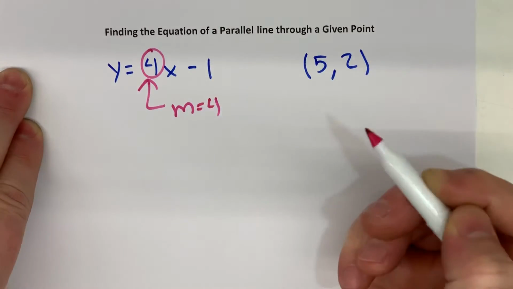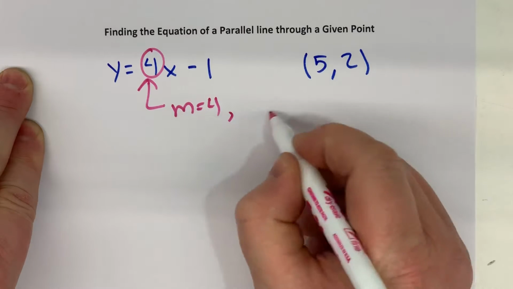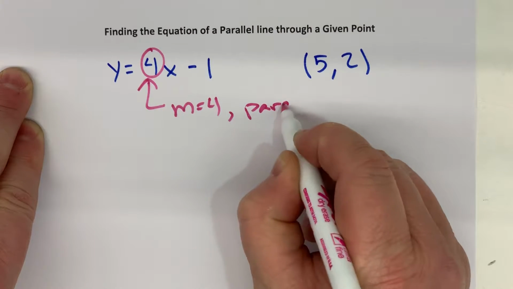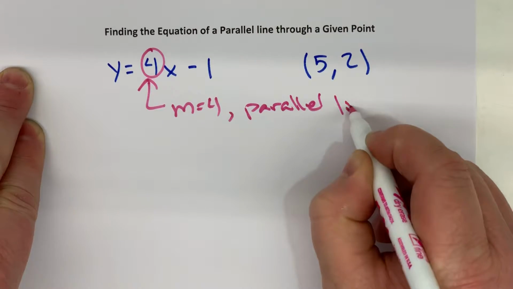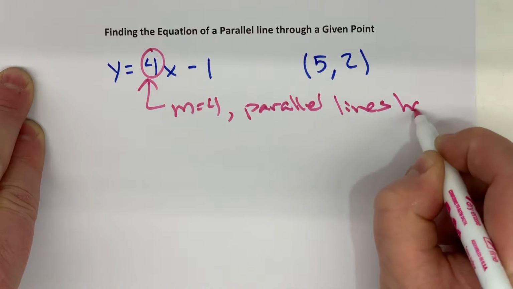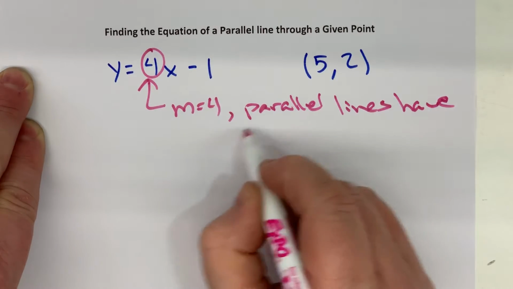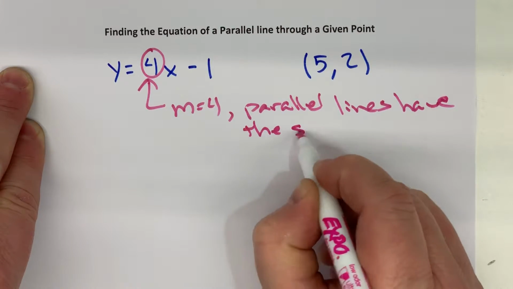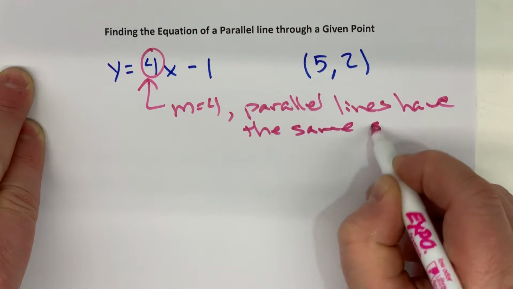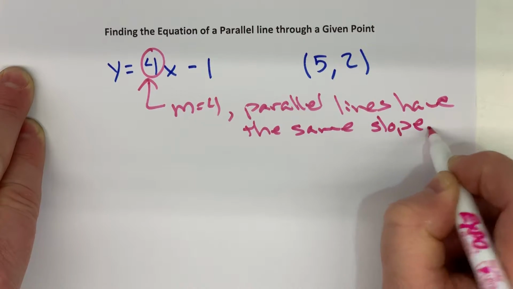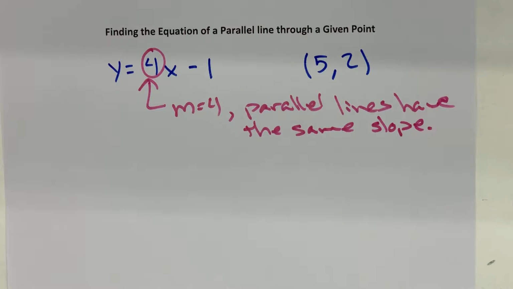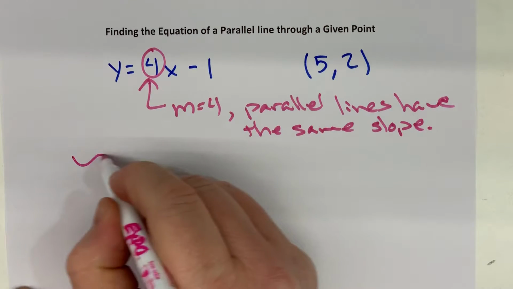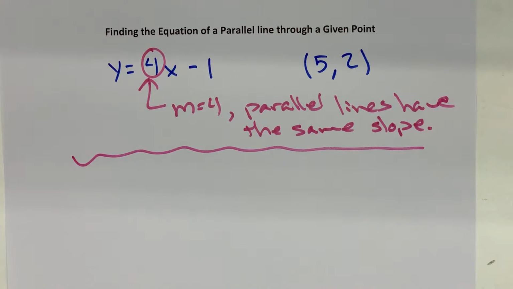So m equals 4, and we know parallel lines have the same slope. Since parallel lines have the same slope, my new equation is going to have the same slope. So all I need to do to find the rest of my new equation is solve for the y-intercept of the new one.